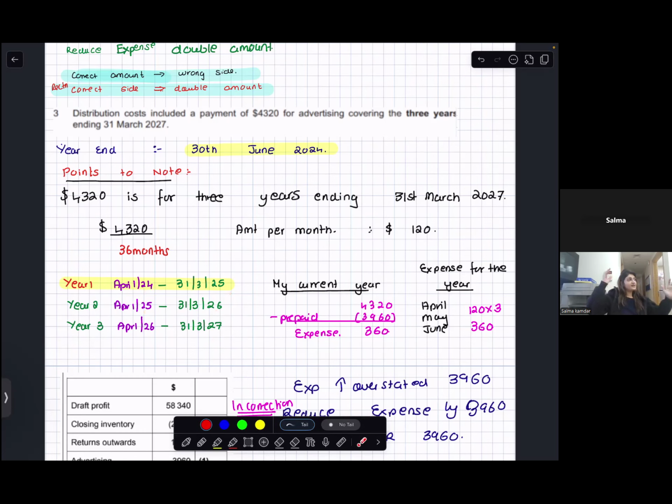The year starts from 1st April and ends at 31st March. If you don't know the start from the year end, you just add 1 to the month to get the starting month, and subtract 1 from the year to get the year start. Are you with me? Now, this is the year that I am into. This is my current year. I have paid up to what date?